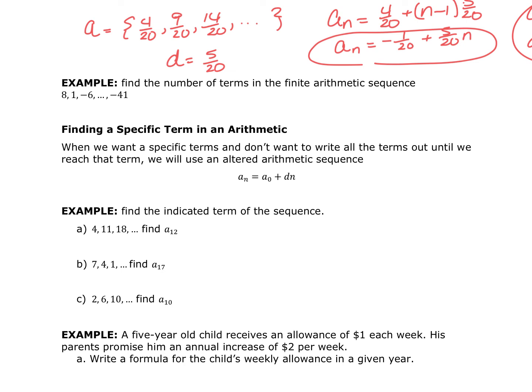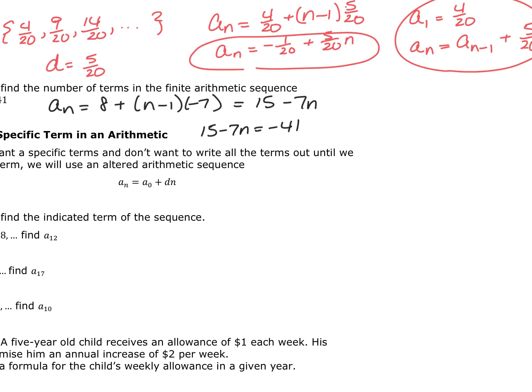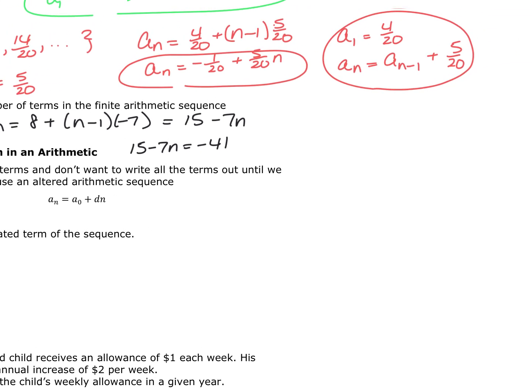So I notice that as I'm going from 8 to 1 and 1 to negative 6, I'm going down by 7. So my a sub n is equal to 8 plus n minus 1 multiplied by negative 7. In a more concise manner, this is going to be 15 minus 7n. So there's my closed or explicit formula. Now I set this up to equal that final term, which is negative 41. Now I'm going to solve for n, and that's going to tell me how many terms I have.